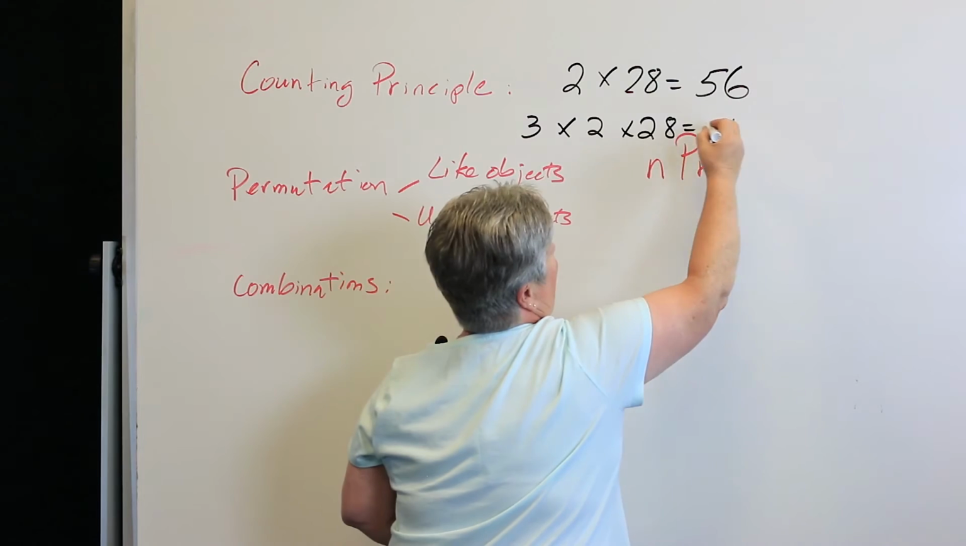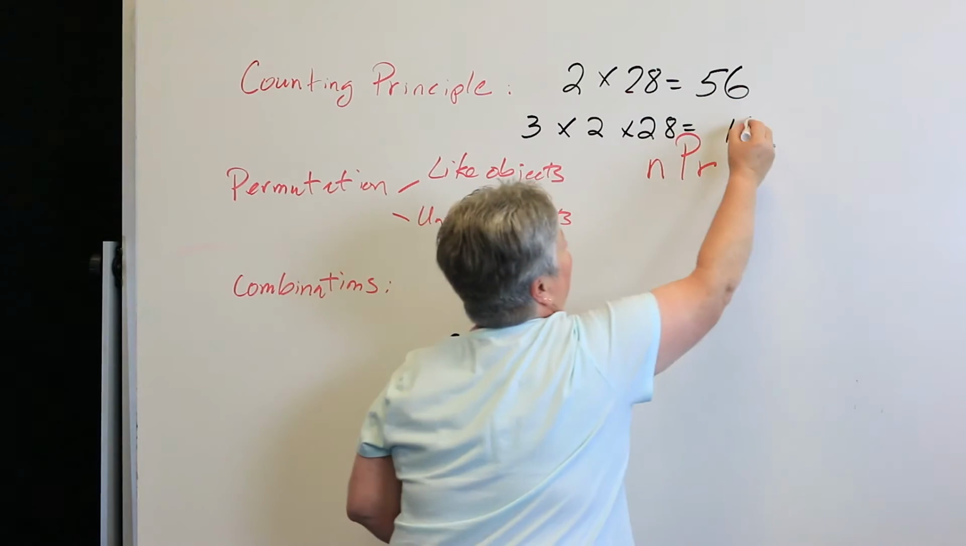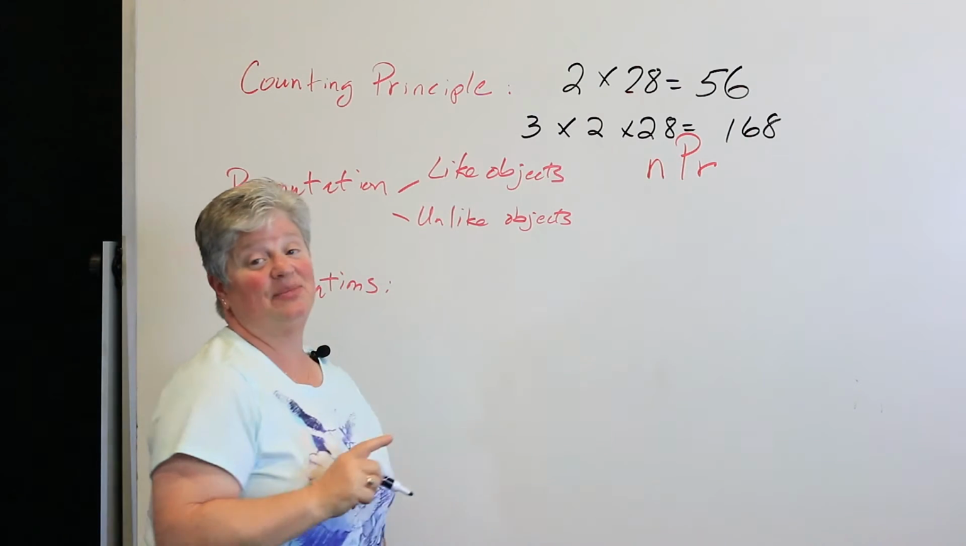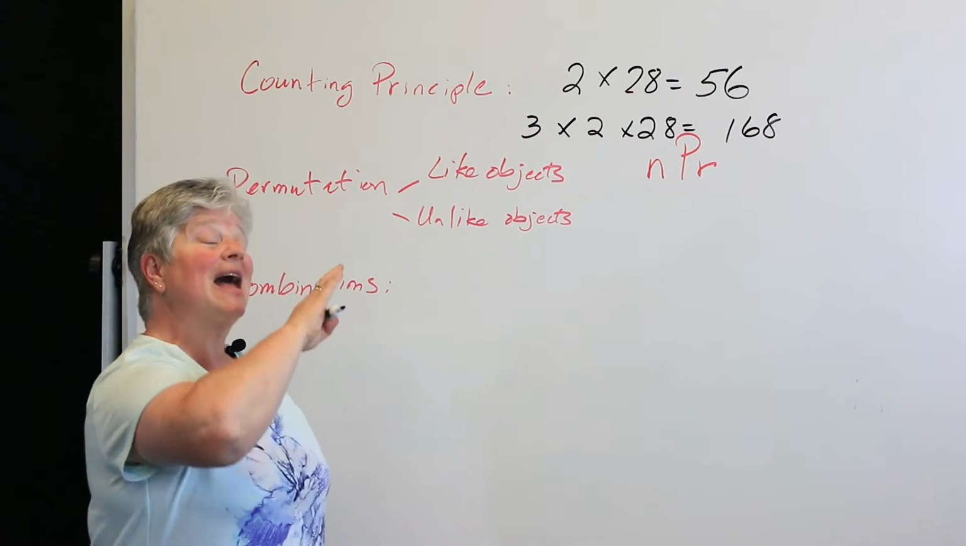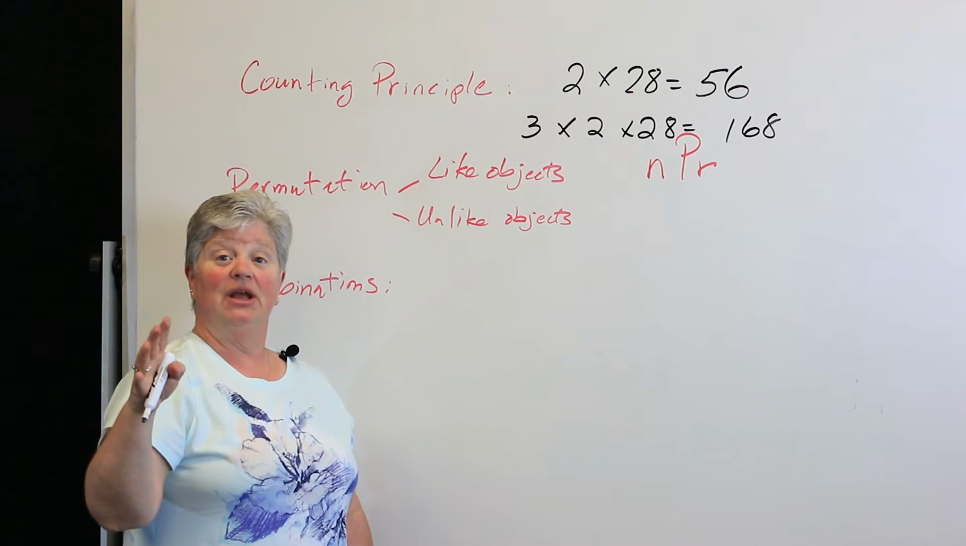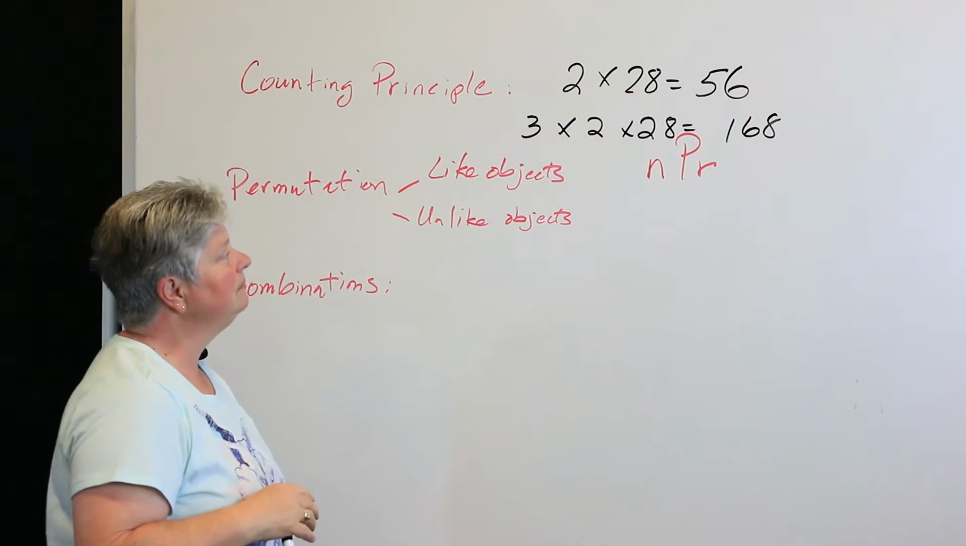So we actually have 168 different types of cones that we could choose. All right, so that's our overall principle, is that we multiply each of these events together.